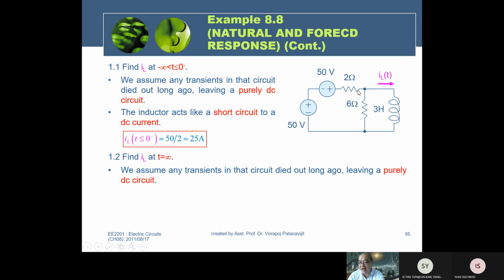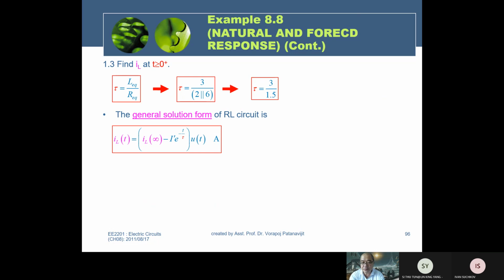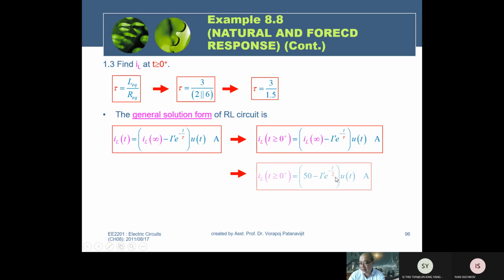When you short circuit it, you can see that the 2 ohm is parallel with the 6 ohm, which gives you 1.5 ohm. And the inductor is only a single inductor's value, therefore it equals 3 Henry. The time constant is then 2. Therefore, the general solution of the RL circuit will be in this form.